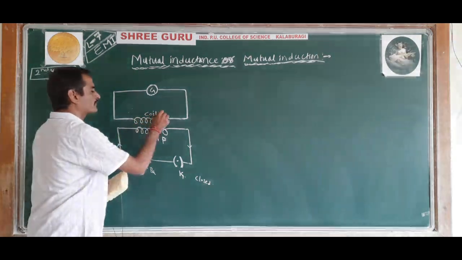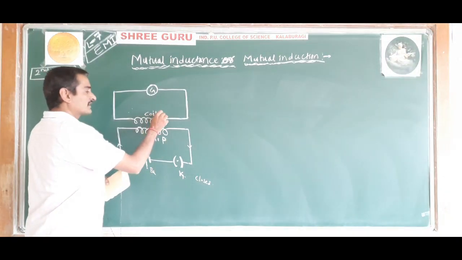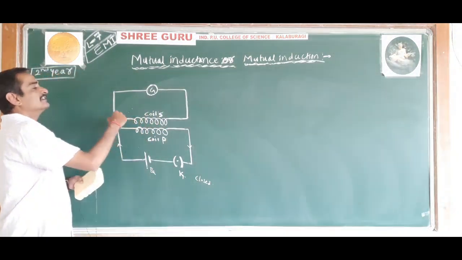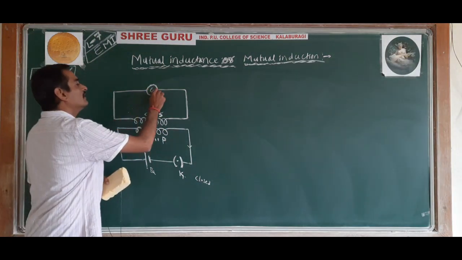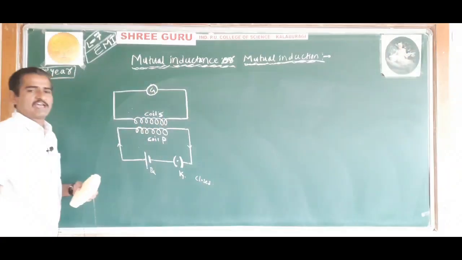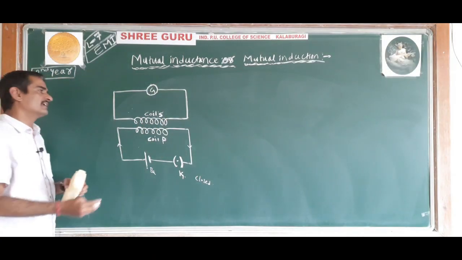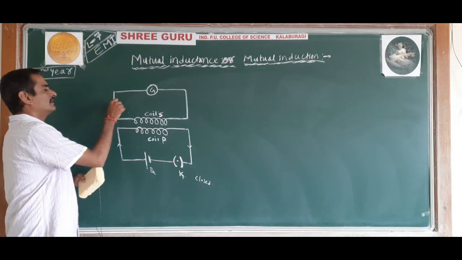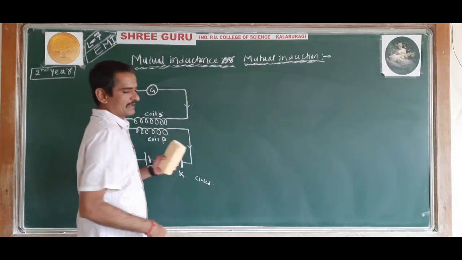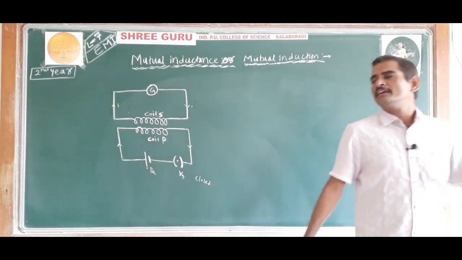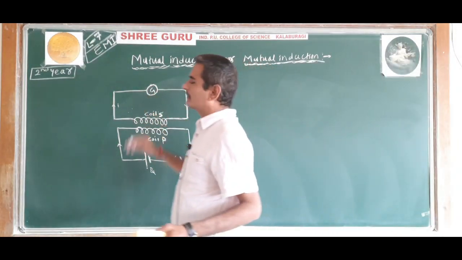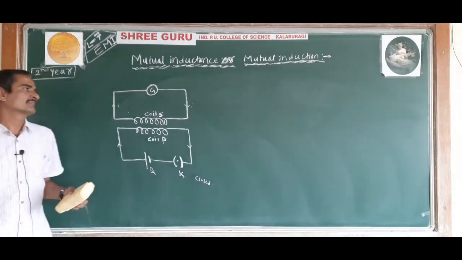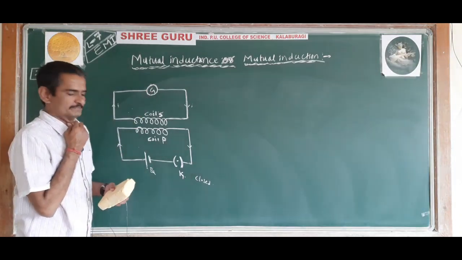Due to the change of magnetic flux of the coil S, an EMF is induced in the secondary coil, and as a result an induced current flows in the secondary coil. Thus the galvanometer shows a deflection.